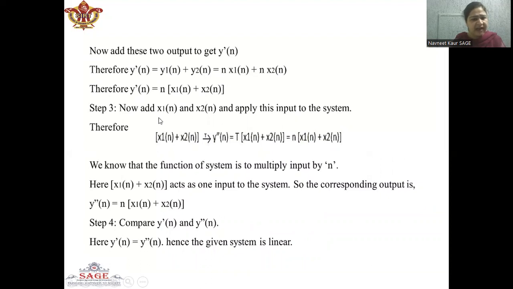Now, if I add x1[n] and x2[n] and then give this to the system, then according to the property of the system, the particular input will be multiplied by n. So the output will be this. Now, if I compare, these two outputs are exactly similar.